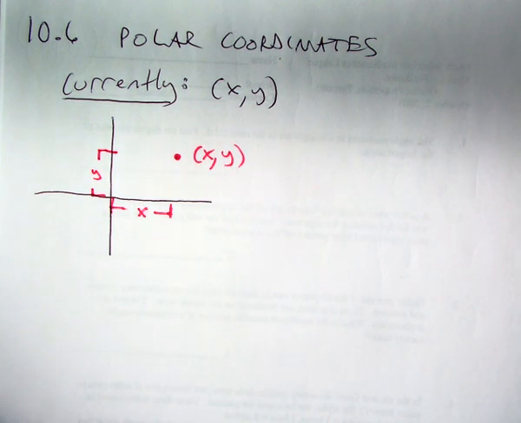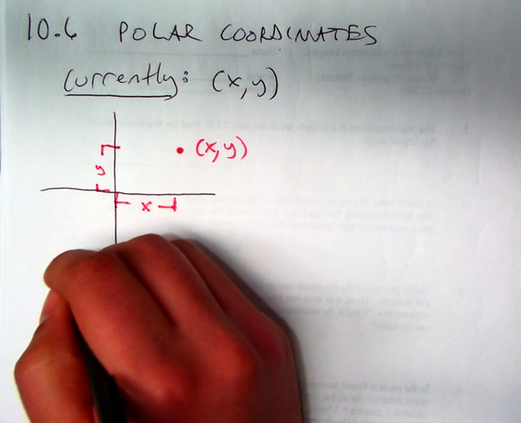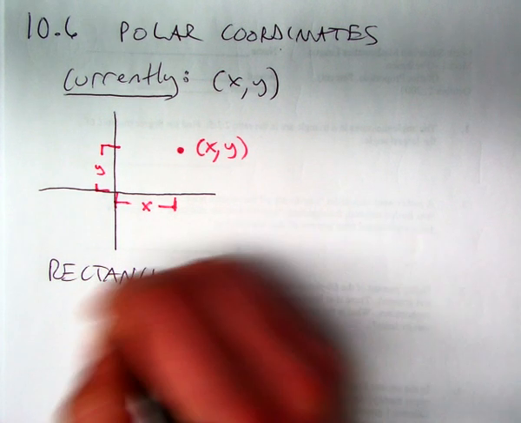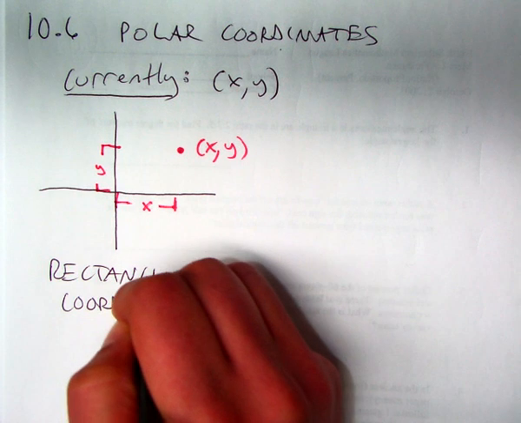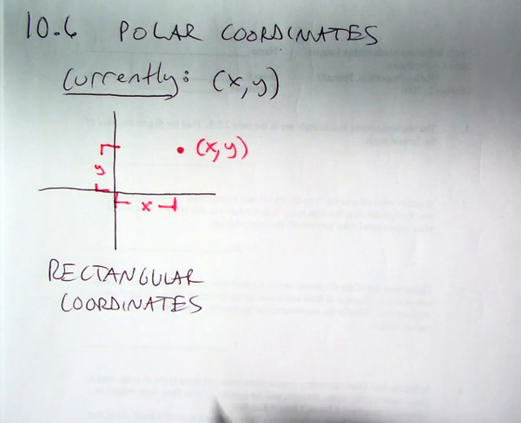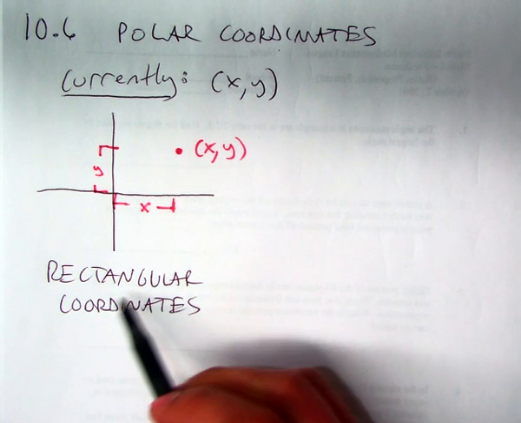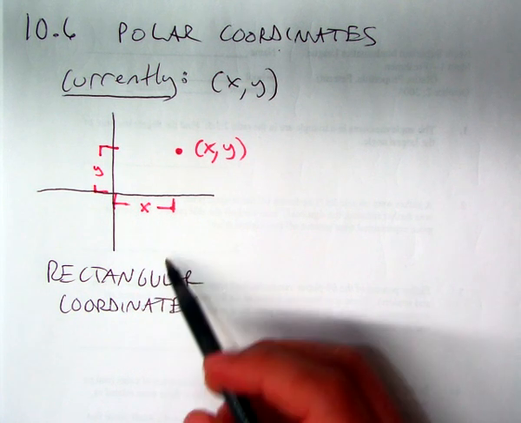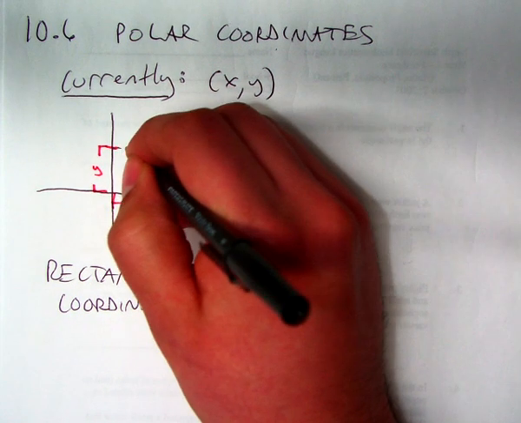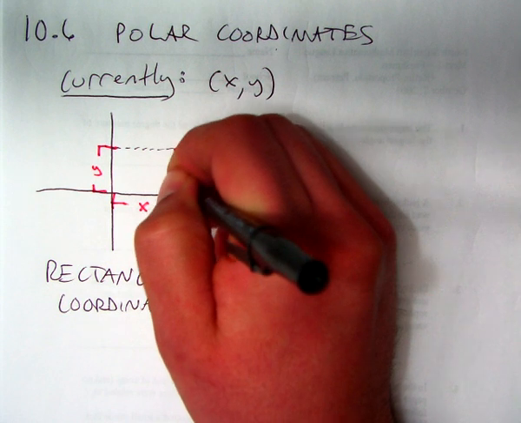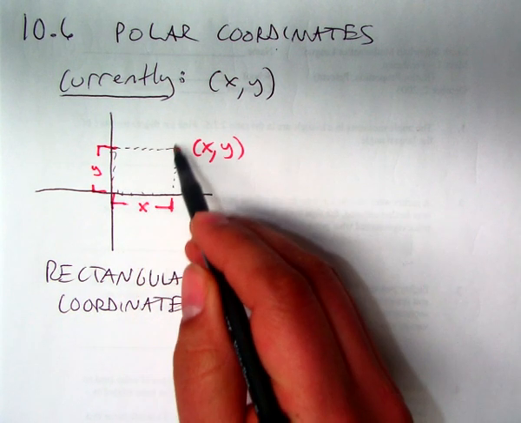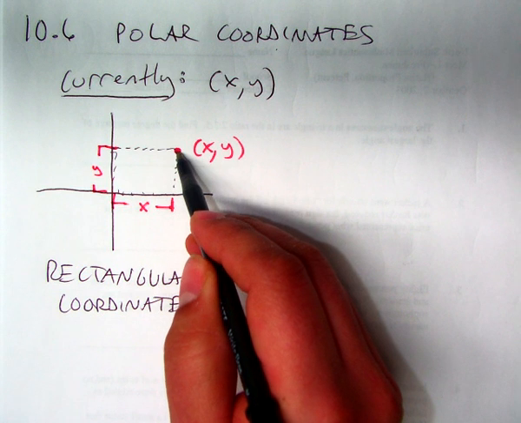These are called rectangular coordinates. X's and Y's are rectangular coordinates. The name comes from the fact that the points are positioned at the corners of rectangles. Do you guys see that? This is an X by Y rectangle. Here's the position. So that's why we call them rectangular coordinates.